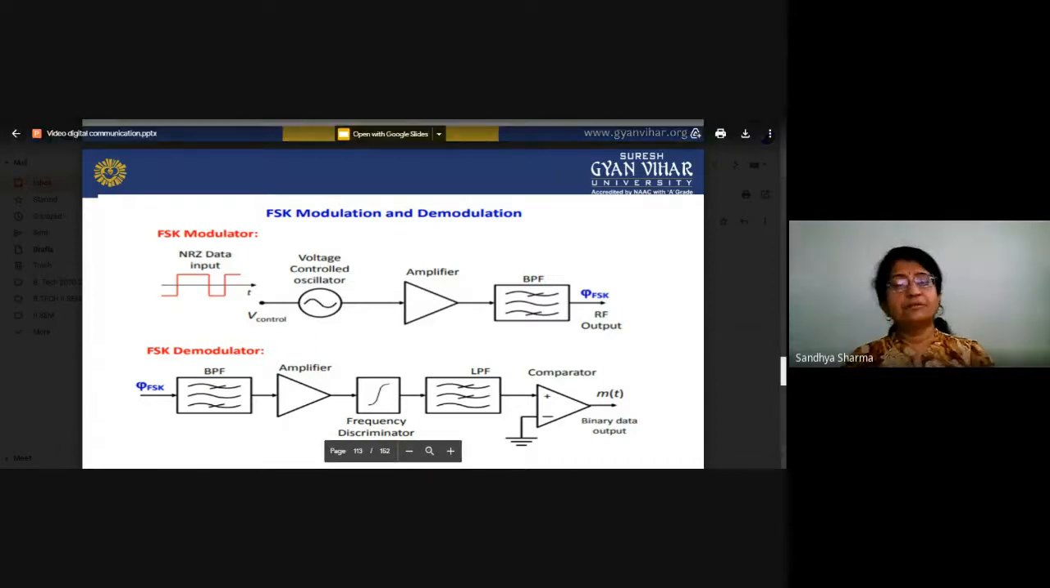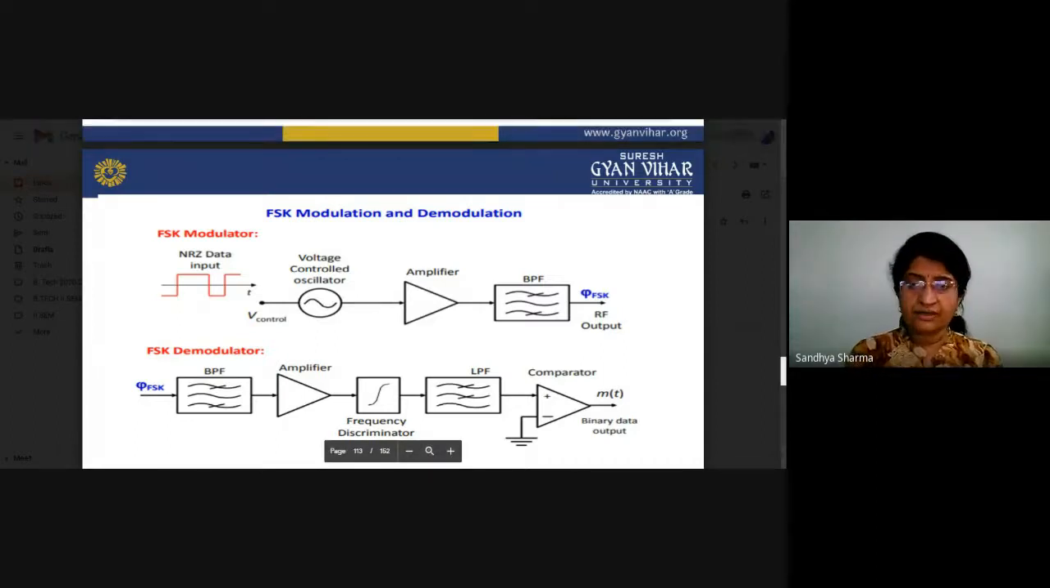And for the FSK demodulator, that is the demodulation part, and these parts are applied. There is a band pass filter, and a particular band of frequency will be selected. After selecting with this BPF, there is an amplifier, and we can amplify these signals. After that comes the frequency discriminator, which is basically a detector or demodulator part.